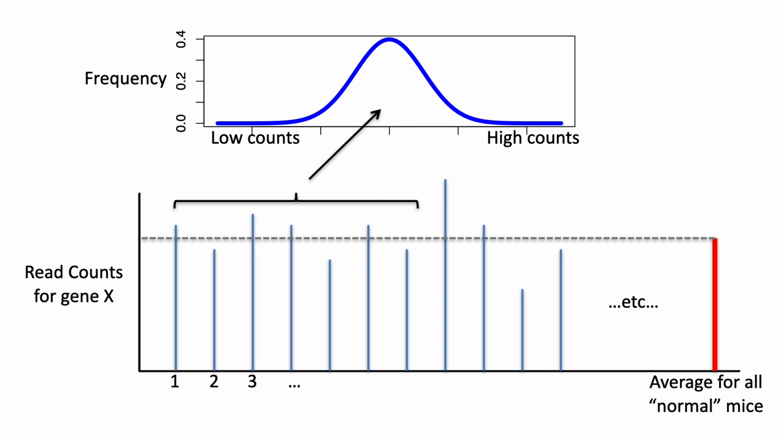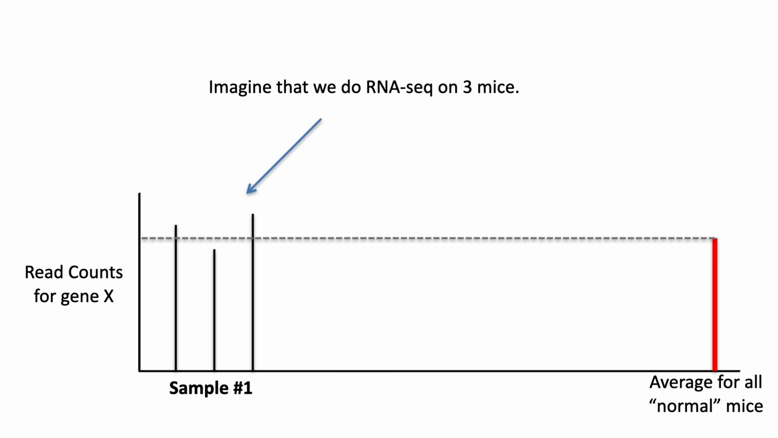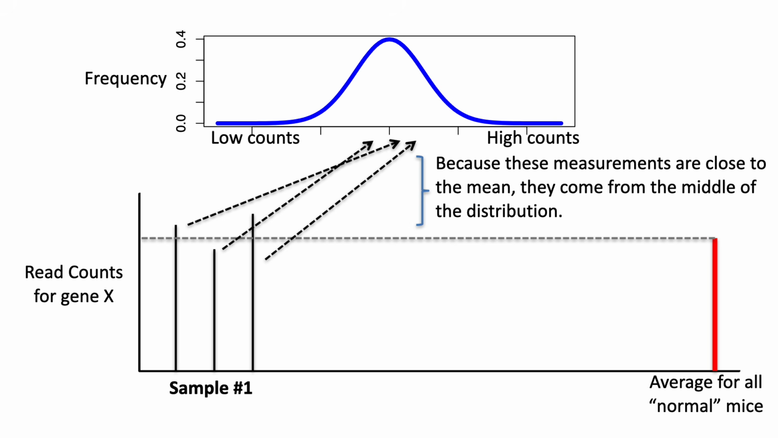Most of the measurements, which are close to the mean, will come from the middle of this curve. The rare measurement that is significantly larger than the average would come from the right side of the bell-shaped curve. And the rare measurement that's significantly less than the average would come from the left side of the bell-shaped curve. Now, imagine that we do RNA-seq on 3 mice. Collectively, we'll call these 3 measurements sample number 1. Because these measurements are close to the mean, they come from the middle of the distribution.